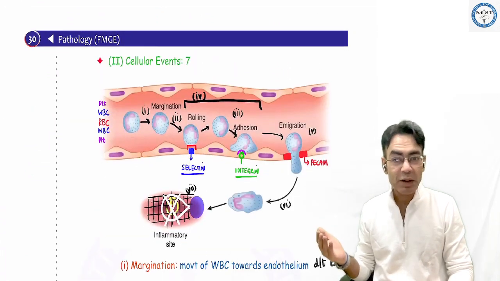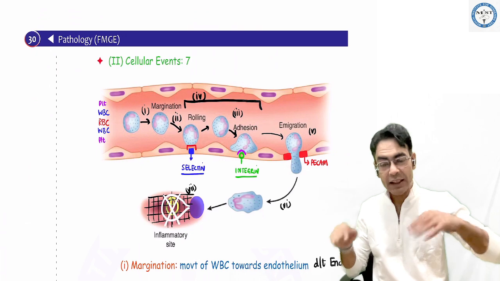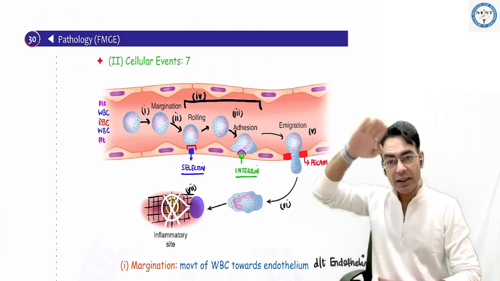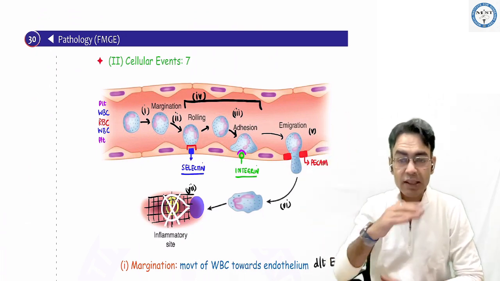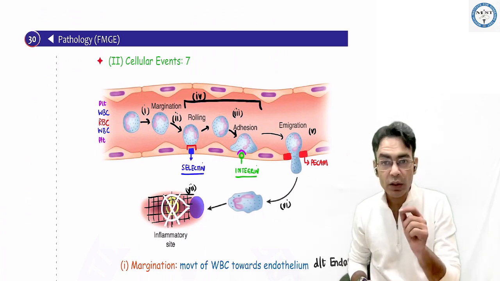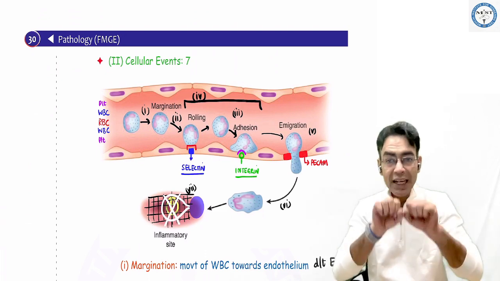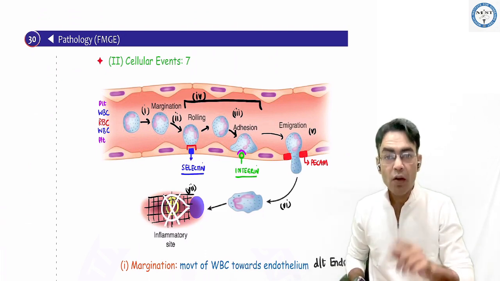We have discussed this multiple times with the story, so I hope you remember that. First is margination, then rolling, then adhesion, then pavementing, then diapedesis, chemotaxis, and phagocytosis. For margination, you require endothelin. For rolling, remember selectin. For adhesion, remember integrin.